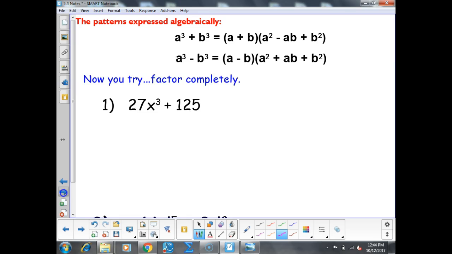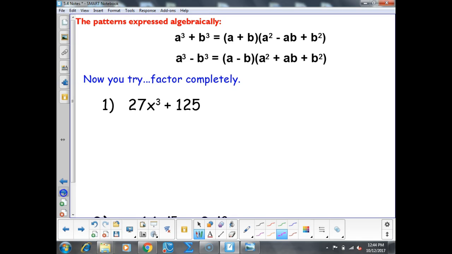So, let's try and factor this bad boy completely. First question you've got to ask yourself is GCF. Is there a number that can go into 27 and 125? Three, right? Does 3 go into 125? No, it doesn't. So that's a no-go on GCF.